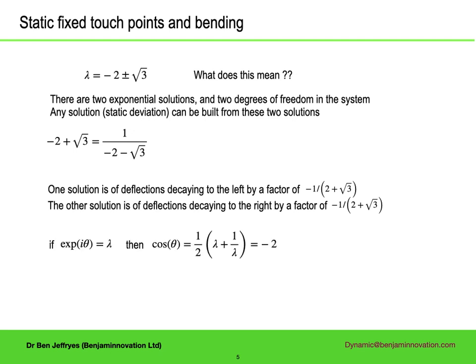Another way of thinking of these factors is to convert to an imaginary angle. If we regard lambda as the exponential of I times theta, then cos of theta is equal to -2. This may seem like an odd thing to do, but it enables a pathway to thinking about lateral dynamics in periodic structures.